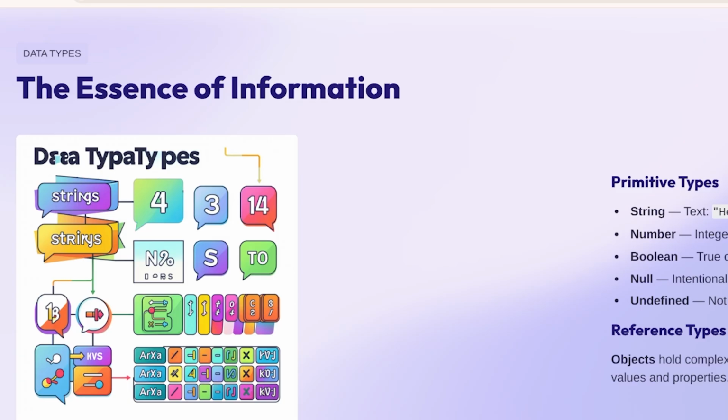Apart from this, JavaScript also has objects. An object allows us to store multiple related values together. For example, a student object can contain a name, age, and department inside one variable. So JavaScript is based on data types and variables, and JavaScript also has objects.